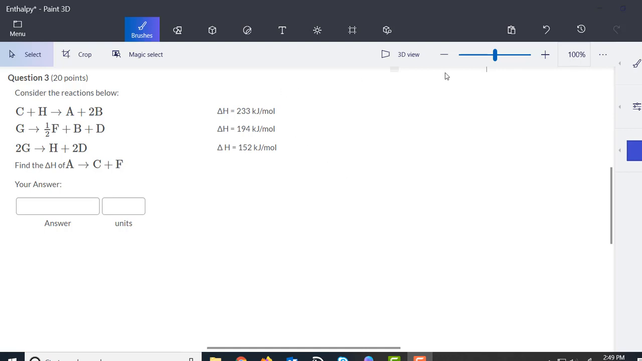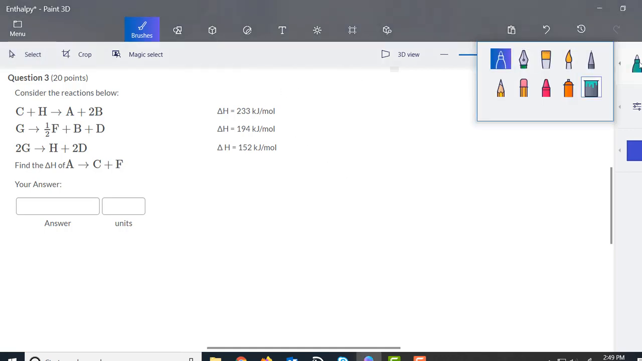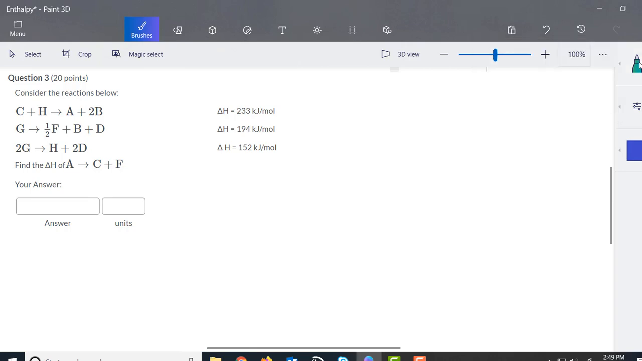Alright, so here we've got a Hess law problem. And the target reaction is this one, A gives C plus F. So what you need to do is look at each of these reactions individually. And the first thing I would do is determine if everything's on the correct side.